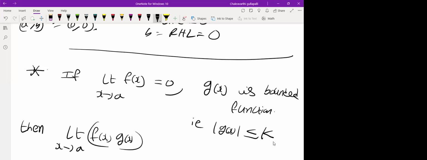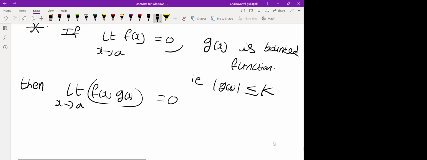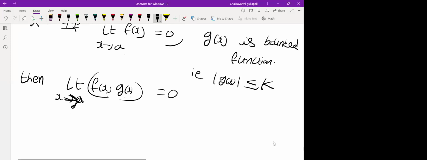గుర్తుపెట్టుకోండి ఈ ఫార్ములా. ఇది మనం చాలా సార్లు అప్లై చేస్తాం రియల్ అనాలిసిస్. సో whenever there is a product, if one of the limits is 0 and the other is a bounded function, then the product value is 0. Where are we going to apply this result?